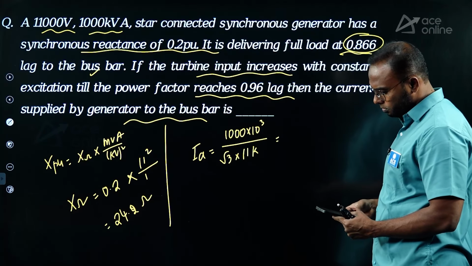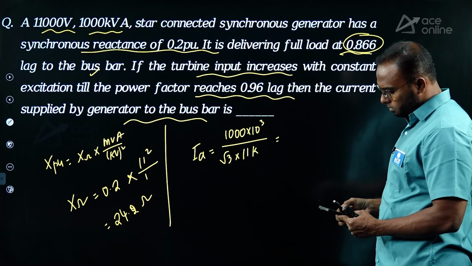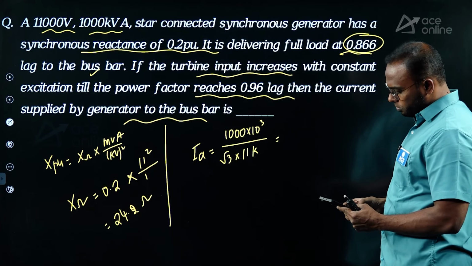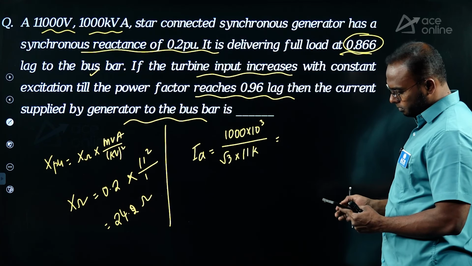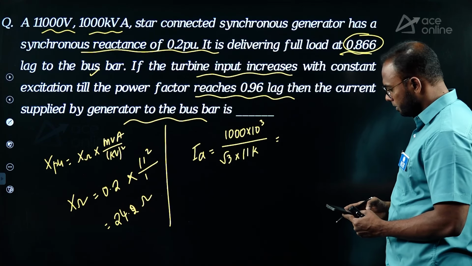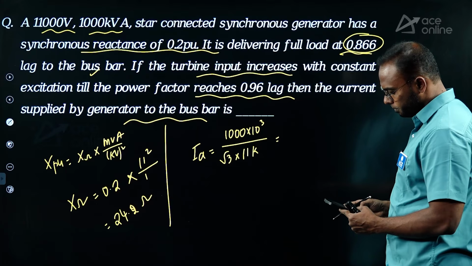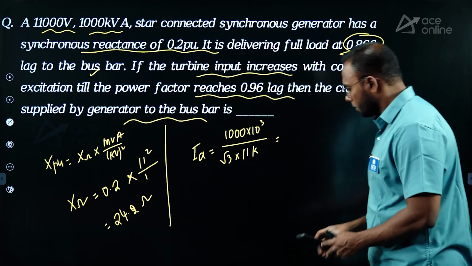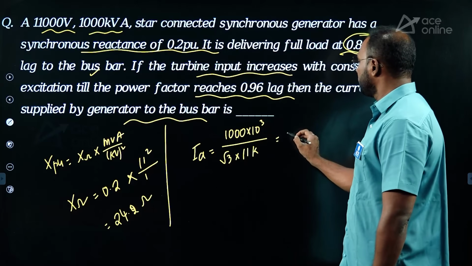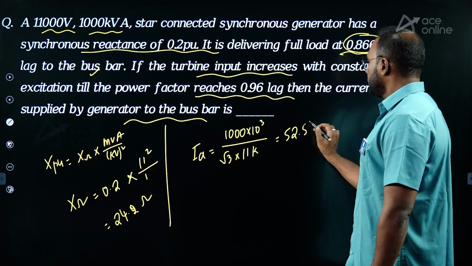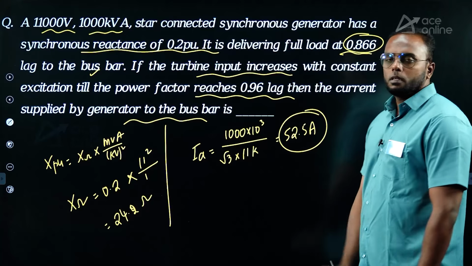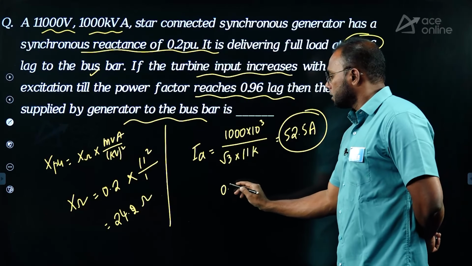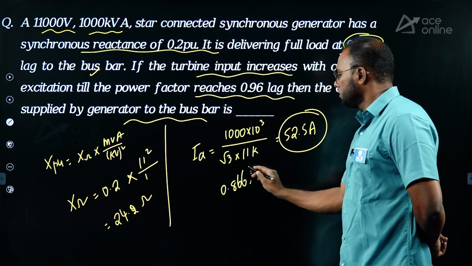Current IA equals 1000 divided by 11 root 3, so 52.48 amperes, or 52.5 amps. This is the full load current, and which power factor? 0.866 lagging.